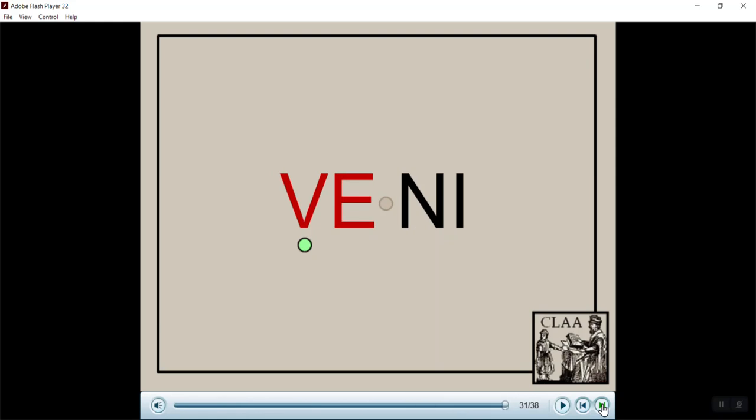Here's another word that in classical Latin began with the vowel u, followed by a vowel. In classical Latin, this word would have been read "veni." In church Latin, it's read as "veni."